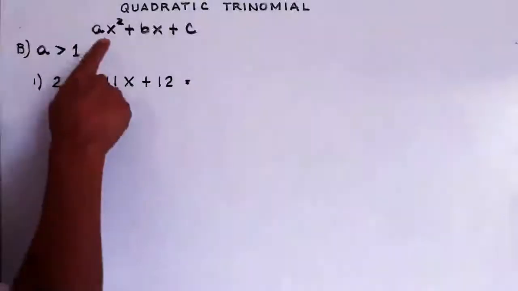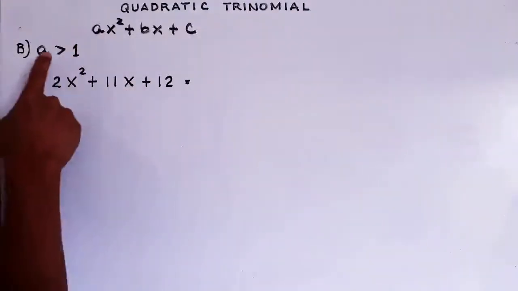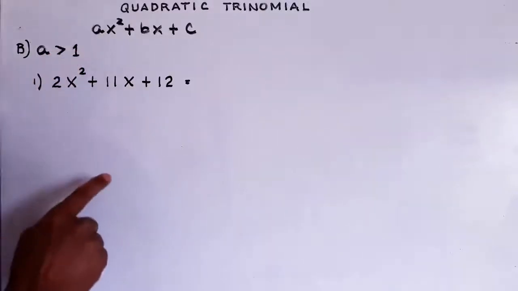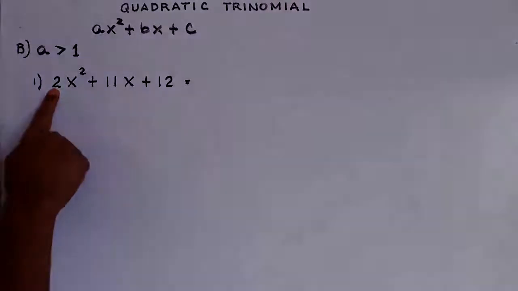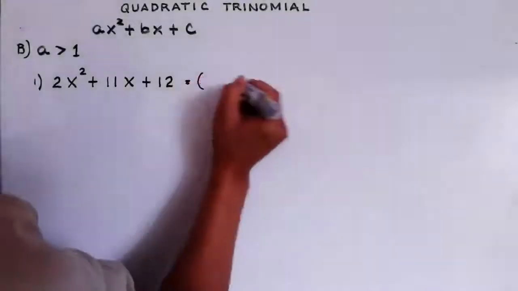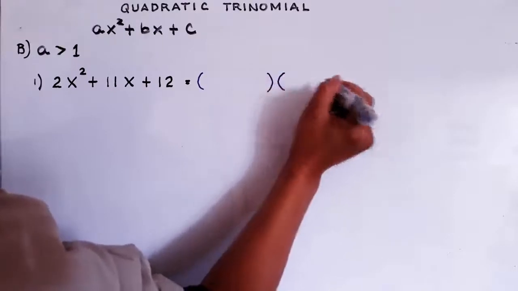Okay, let's have letter B class. Now, the numerical coefficient of our first term, the x squared, is greater than 1. Meaning, we will see here 2, 3, 4, 5, 6, and so on and so forth. Just like before, we have this one. This one is for our answer.